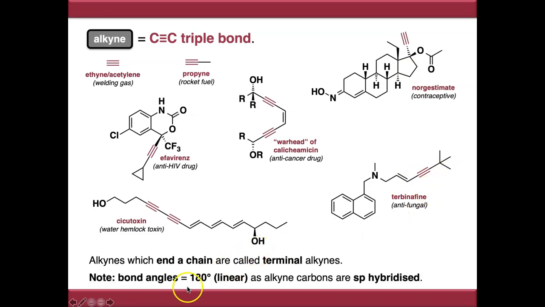Note the bond angles, which are 180 degrees, because alkyne carbons are sp hybridized, so we should reflect the geometry of the actual molecule. So the bond angles to a triple bond are 180 degrees, and I'll discuss this in a number of other videos.